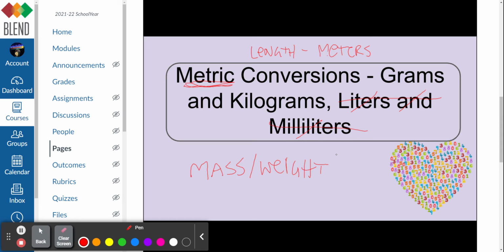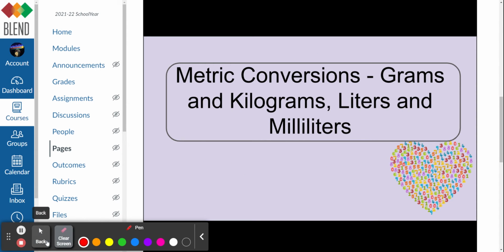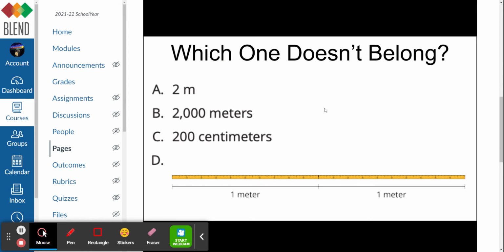So the same thing, if we were talking about mass and weight in America, we'd be talking about pounds. In the rest of the world, besides two other countries, they talk about grams, milligrams, and kilograms to describe things. So we're going to check that out.